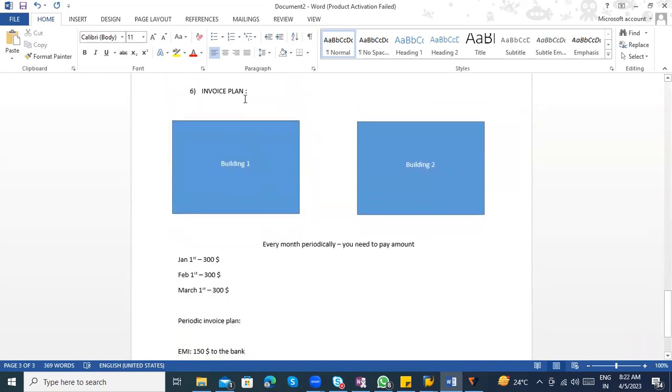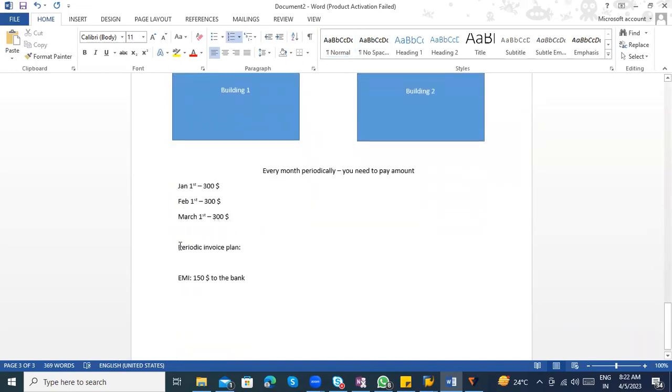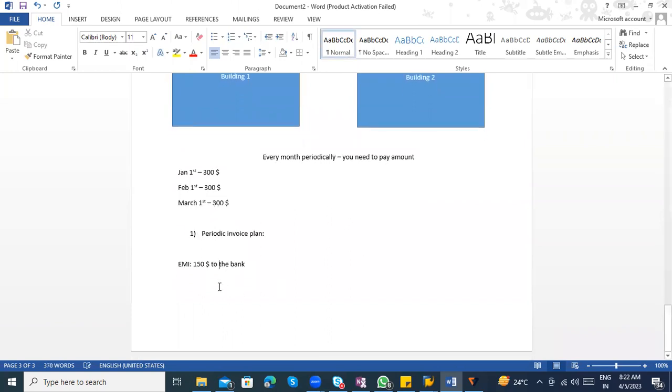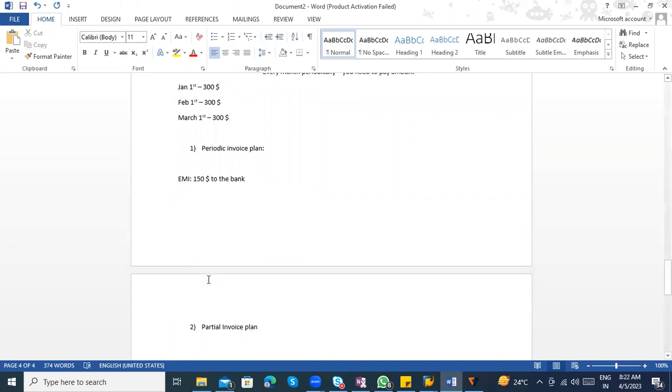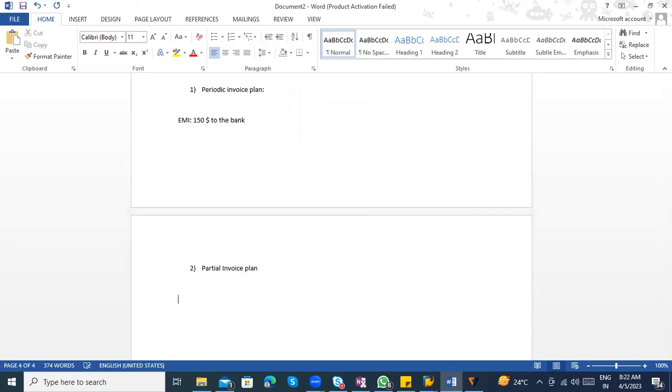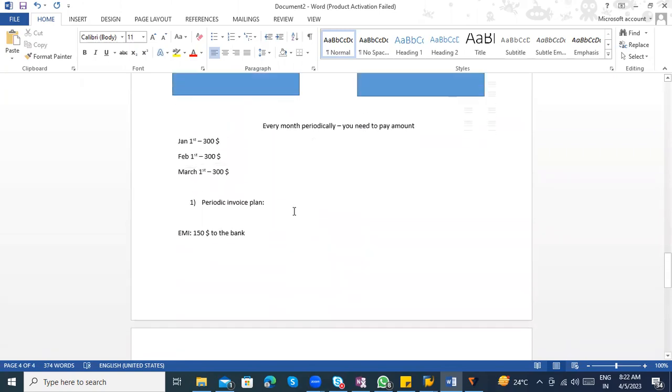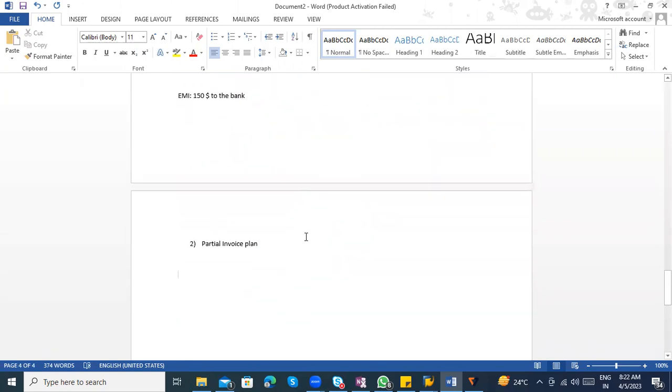You got the point, right? In the invoice plan, there are two types. One is the periodic invoice plan, and the second is the partial invoice plan. Now, did you understand the periodic invoice plan? It sounds like a recurring payment. Yeah, recurring payment, correct, exactly. Recurring every month, the same fixed amount. And now the partial invoice plan.